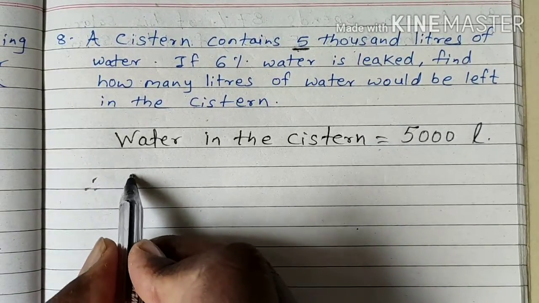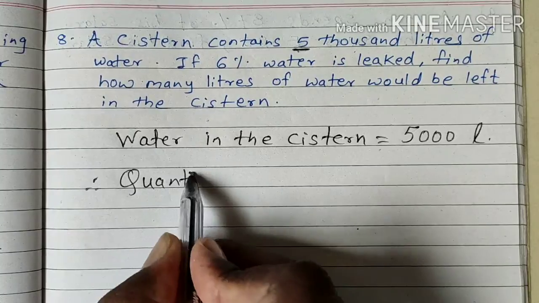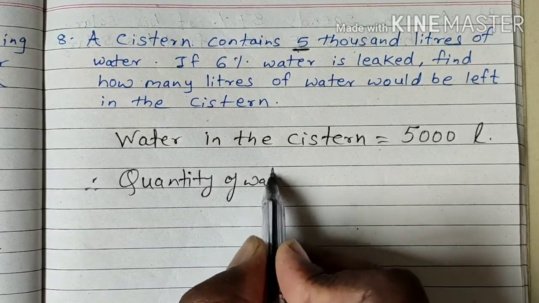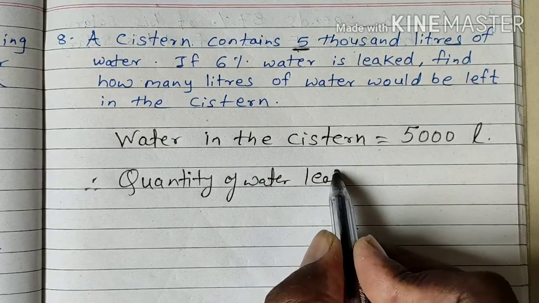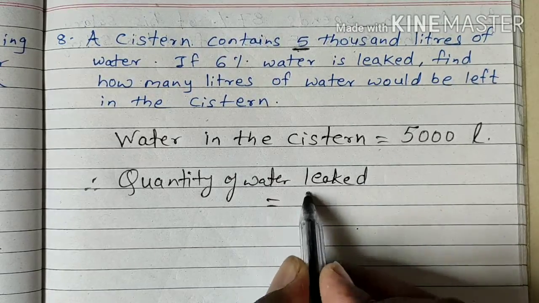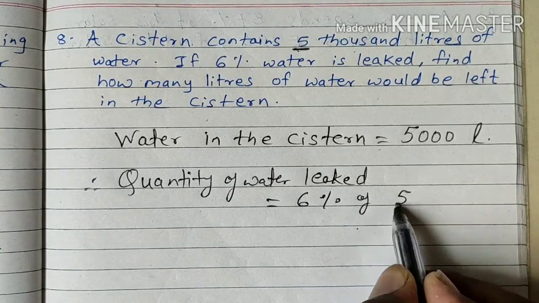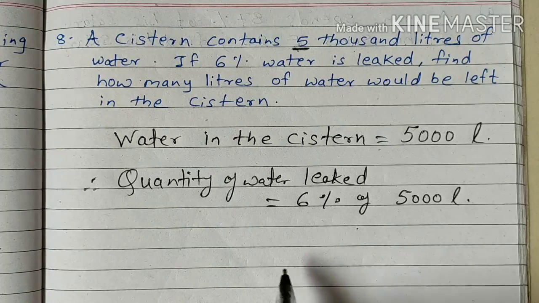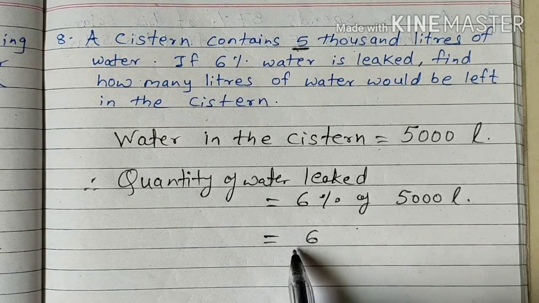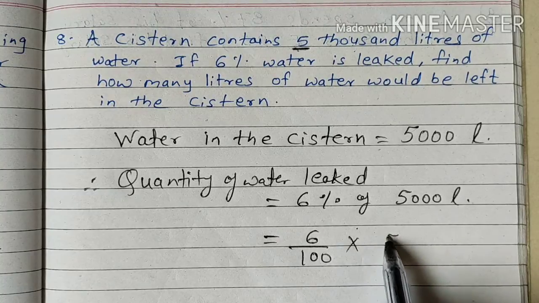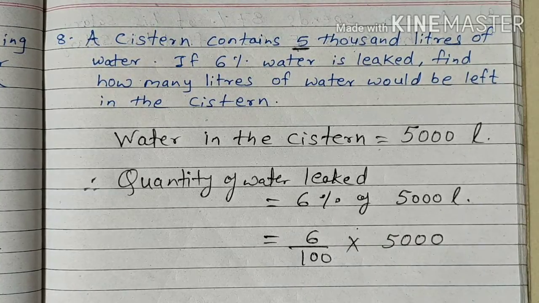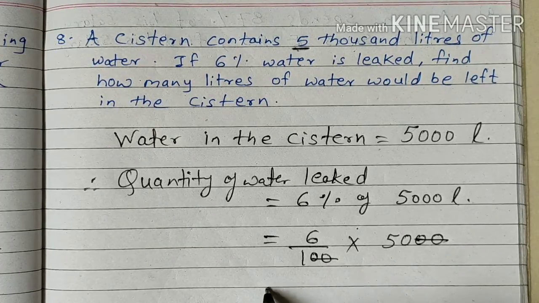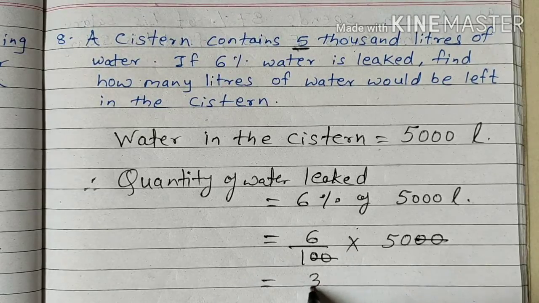So therefore, the quantity of water leaked is equal to 6% of the total water. Got it? 6% of 5,000 liters. We can also write it this way: 6 upon 100 multiplied by 5,000. Correct? So that means the zeros will get cancelled. 6 multiplied by 50 gives us 300 liters.